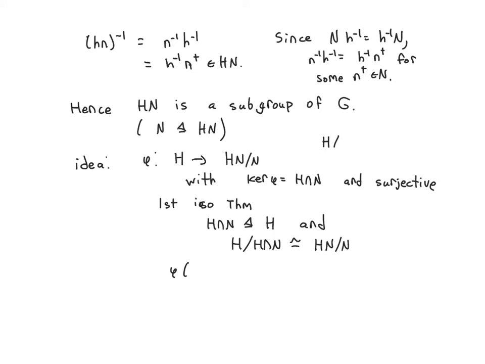And the homomorphism is a simple one. Let me use the identity element. The identity element is an element in N. So here's my product in HN. And here's the corresponding coset in this quotient group. What are the things I need to check? I need to check that phi is a homomorphism.